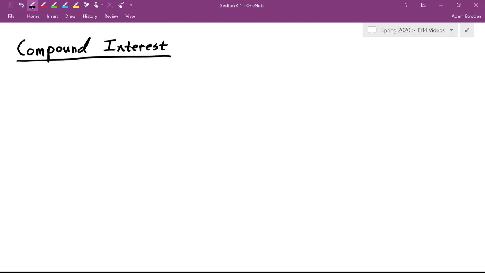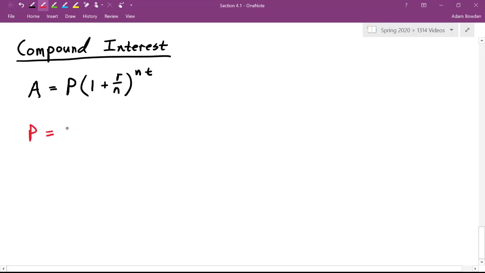And so there's a formula for this. It goes A equals P times (1 plus R over N) raised to the NT power. Okay, what these letters stand for: P stands for principal. Principal means this is the initial amount of money which is invested, let's just say in a savings account or something like that. So that's the initial amount.